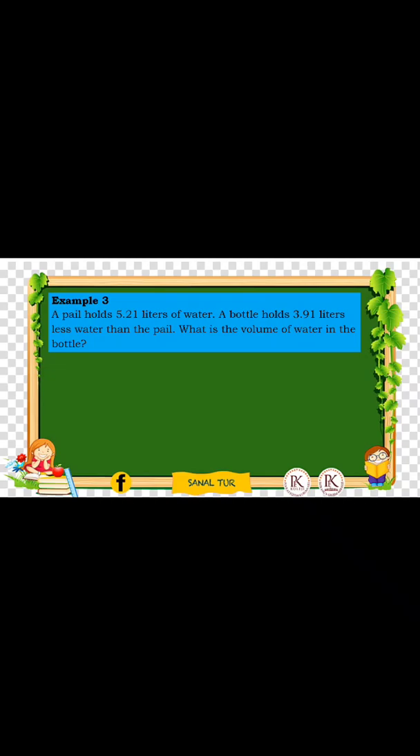Example number 3. Okay, so let us read. A pail holds 5 2/10 liters of water. A bottle holds 3 9/10 liters less water than the pail. What is the volume of water in the bottle? How are we going to solve again the problem? We can use again the different strategies that we have learned. We have mentioned.